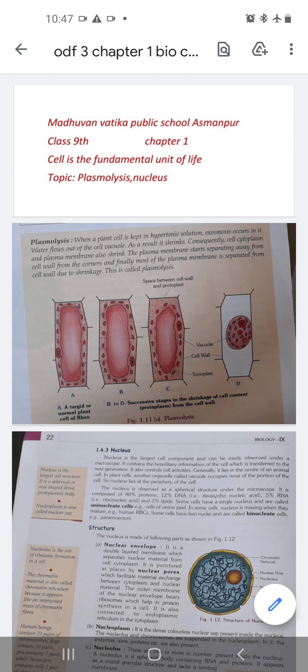As a result, the cell will shrink. Then the cell cytoplasm and the plasma membrane also shrink. The plasma membrane starts separating from the cell wall from the corners, and finally most of the plasma membrane is separated from the cell wall due to the shrinkage. This is called plasmolysis.